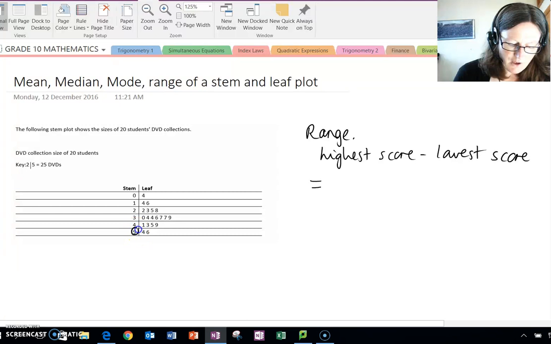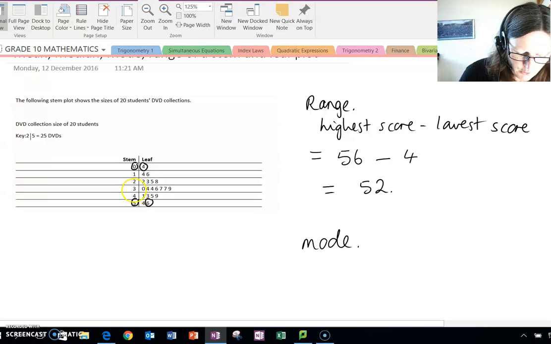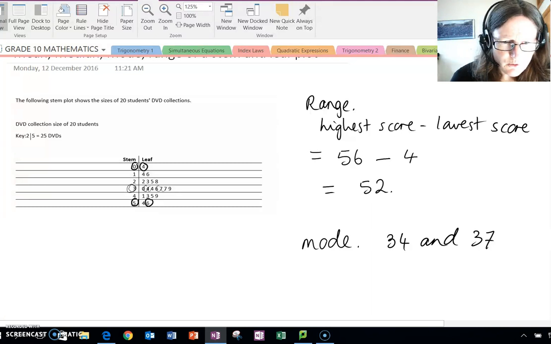Well, it looks like that two students had 34 DVDs. It also looks like two students had 37 DVDs. It's okay to have two modes, so the mode is 34 and 37, because two students had 34 DVDs and two had 37.